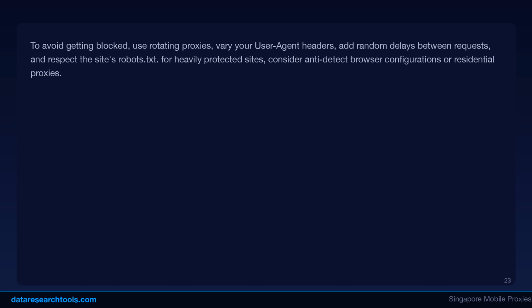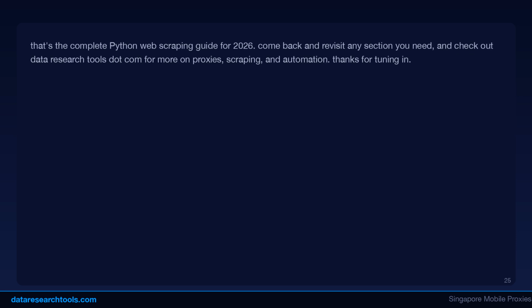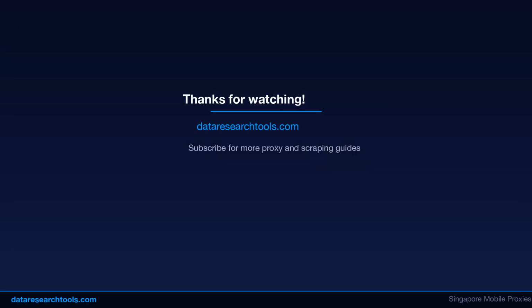To avoid getting blocked, use rotating proxies, vary your user agent headers, add random delays between requests, and respect the site's robots.txt. For heavily protected sites, consider anti-detect browser configurations or residential proxies. With async libraries like httpx or Scrapy's built-in concurrency, Python can process hundreds of pages per second on static sites. Browser-based scraping with Selenium or Playwright is slower, typically 1 to 10 pages per second due to rendering overhead. The bottleneck is usually network latency and rate limiting, not Python speed.